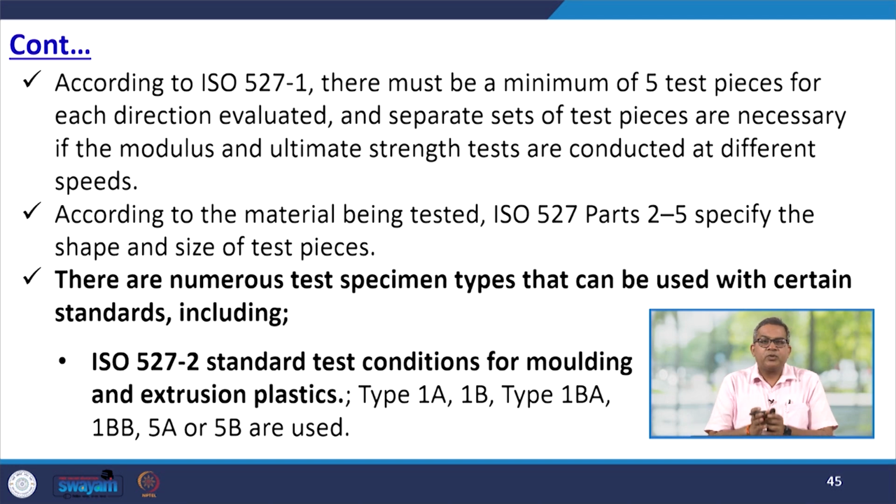As per ISO standard 527, a minimum of 5 test pieces for each direction must be evaluated, and separate sets of test pieces are necessary if modulus and ultimate strength tests are conducted at different speeds. According to the material being tested, these standards specify the shape and the size of the pieces. And there are numerous test specimen types that can be used with certain standards, like ISO 527-2, standard test conditions for molding and extrusion plastics.